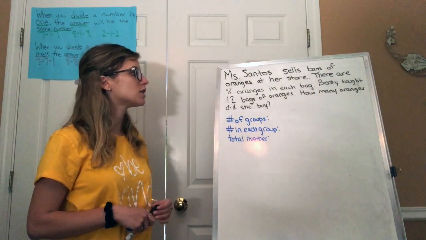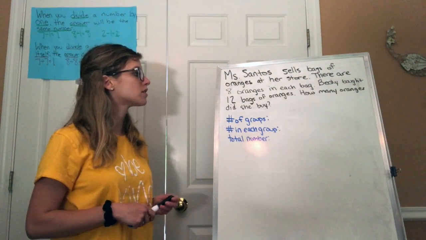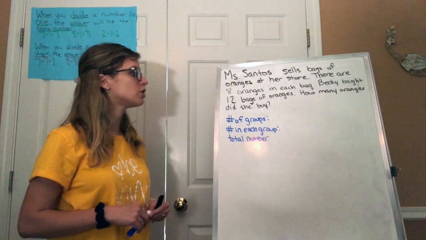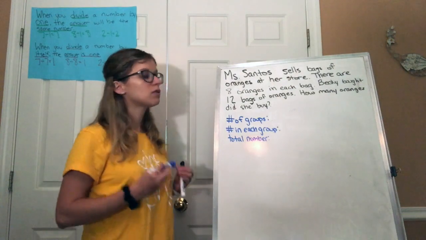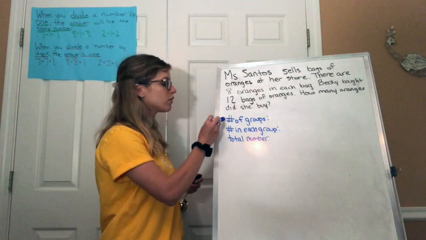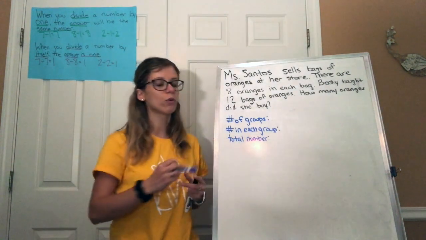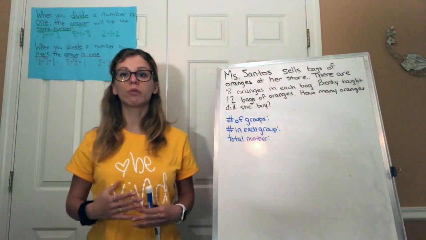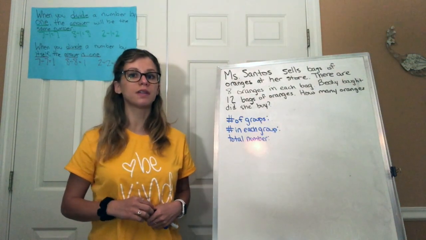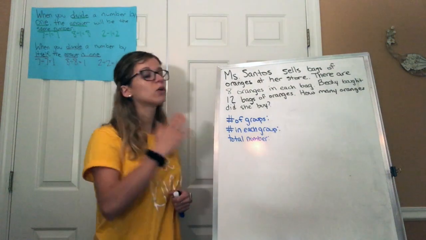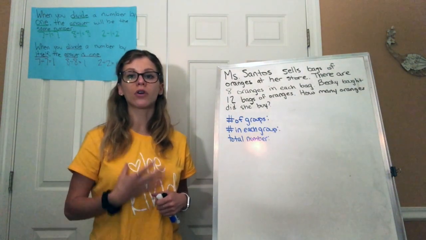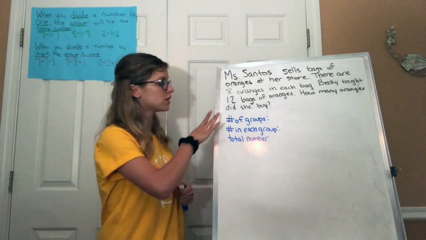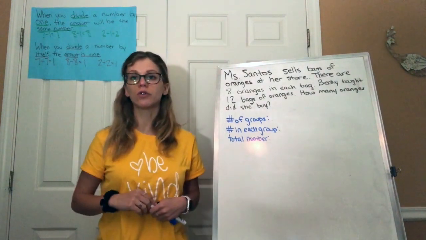There are 8 oranges in each bag. Becky bought 12 bags of oranges. How many oranges did she buy? What I want you to do is pause me and break down taking notes of the rules into number of groups, number in each group, and the total number. It's really helpful and important that you break down your notes like this, because it's very clear what you're trying to figure out and what information the story problem has already told you. So pause me now, and using the same format, I want you to take your own notes of this problem.